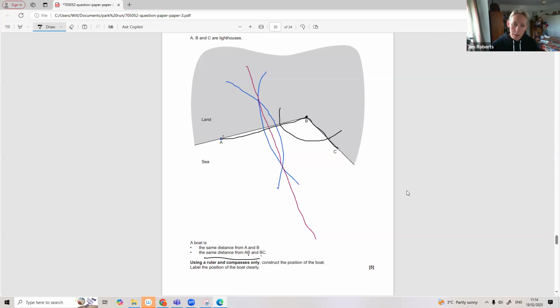Then put your compass point here where they meet and draw another arc. Put your compass point here, draw another arc, and where they meet, you draw a line. And wherever this line meets your red line is the point where what we're looking for, the boat is. There's your boat.